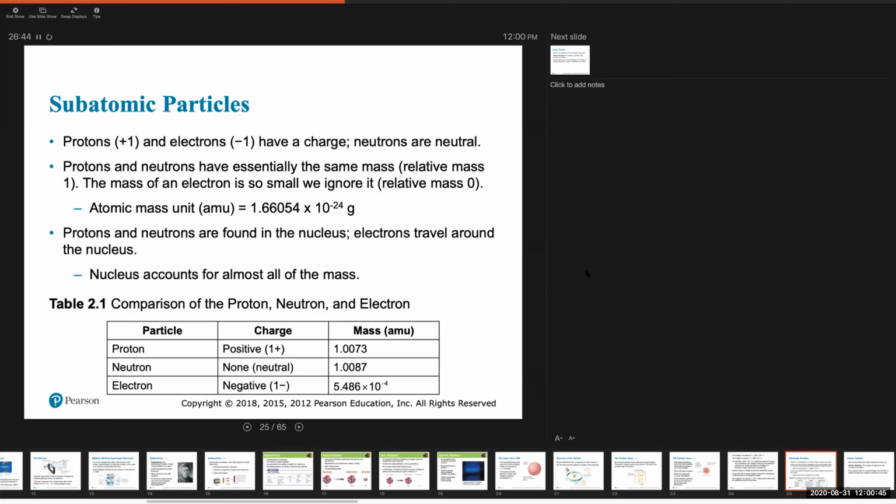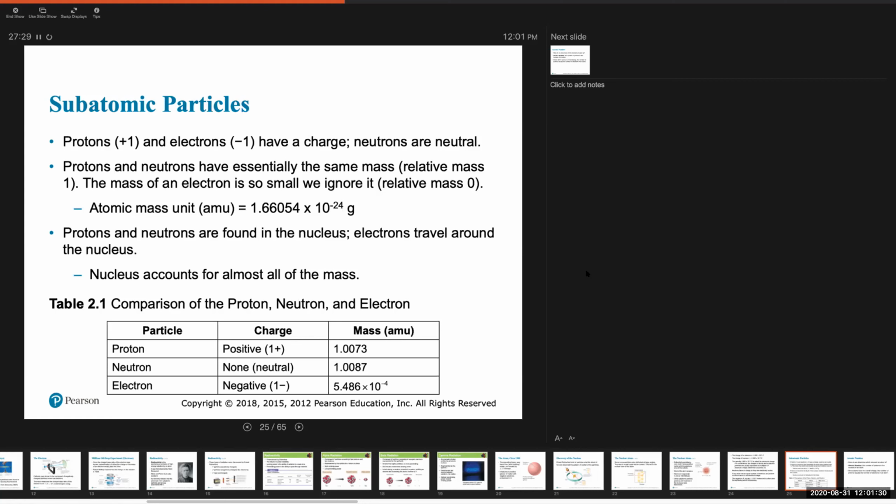The big thing about these subatomic particles, and this table is the key here, is if we see there, we have proton, neutron, electron, we have the charge, but we also have the mass. And the mass of a proton is very similar to the mass of a neutron. There's a slight difference there, but they're both about 1. The interesting thing is, look at the mass of the electron: 5.486 times 10 to the minus 4 atomic mass units. And an atomic mass unit, as you see up here, is defined as 1.66054 times 10 to the minus 24 grams. Once again, we don't do much with that number. We talk about atomic mass units, or AMU.